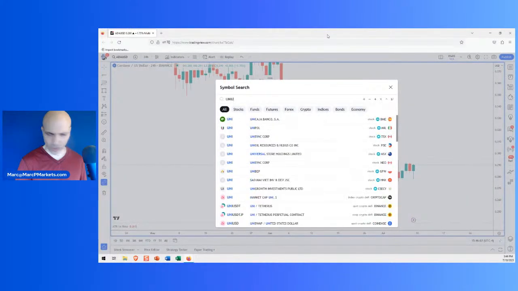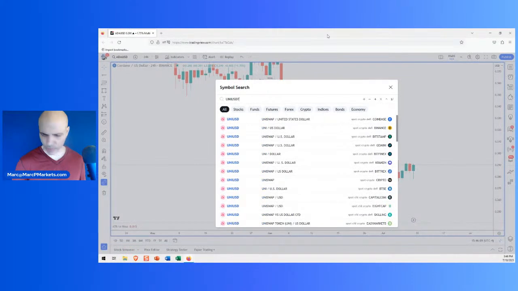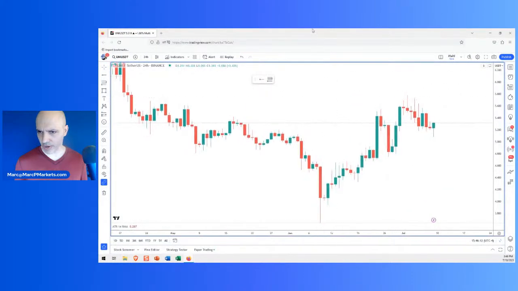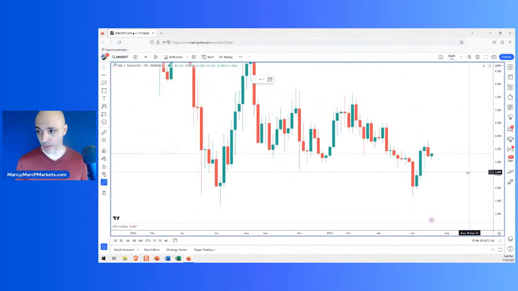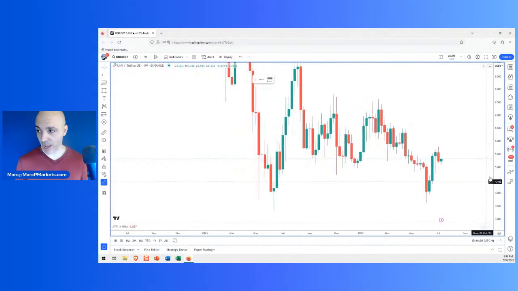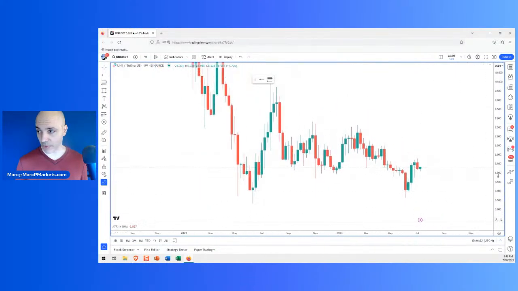UNI USDT. Let's pull that up first and let's see what's going on here. And let's first go to a weekly chart, right, to see our bigger picture. Notice I go to the weekly chart first. I don't sit there and look at smaller time frames. I want context. I want to know levels. I want to know trend.